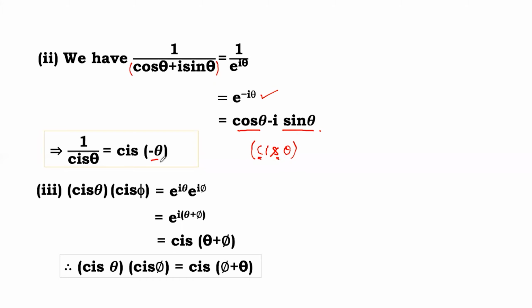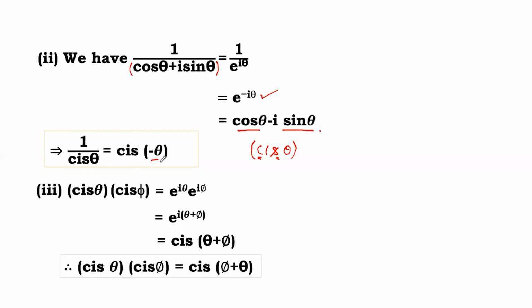And the beautiful example for this is if we are multiplying two complex numbers. One is cos theta plus I sin theta, the other is cos phi plus I sin phi, means e to the power I theta into e to the power I phi will be e to the power I theta plus phi, or cis theta plus phi, cos theta plus phi plus I sin theta plus phi.